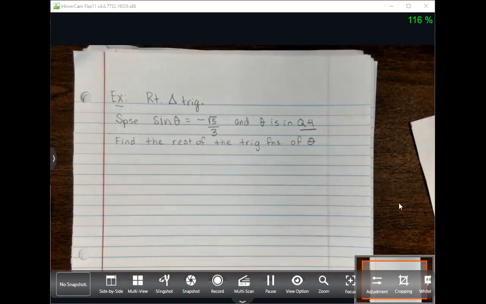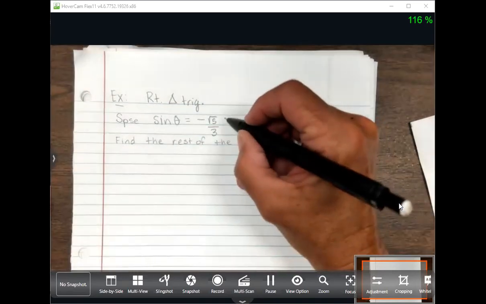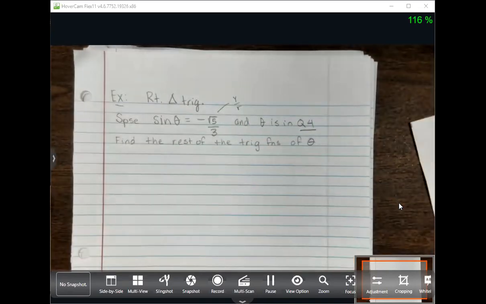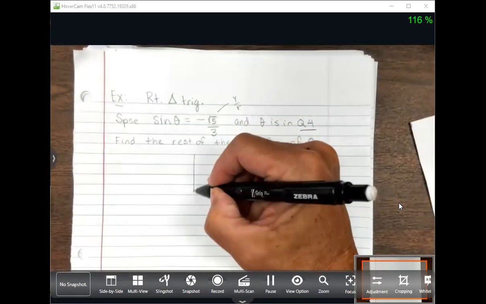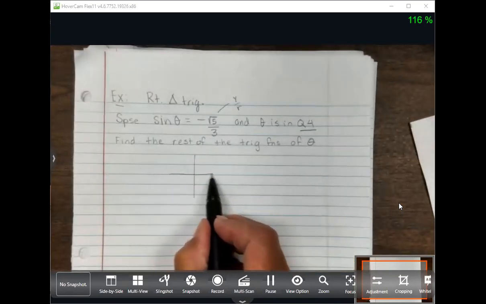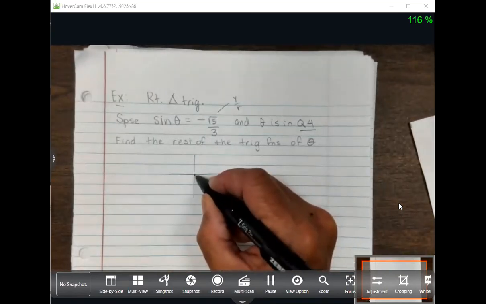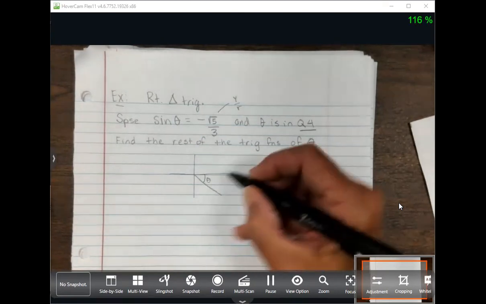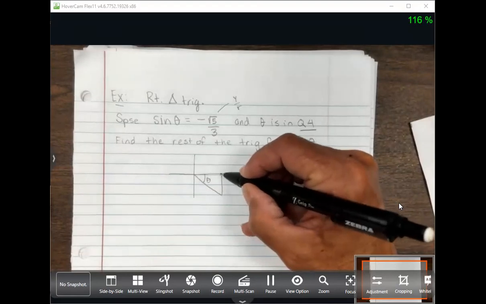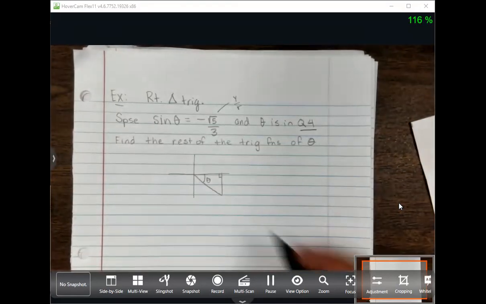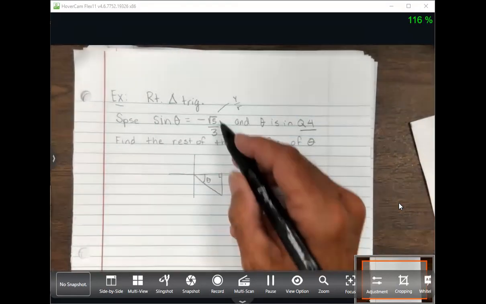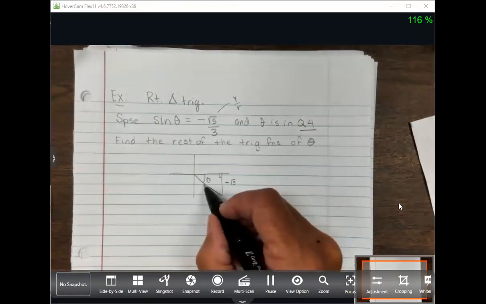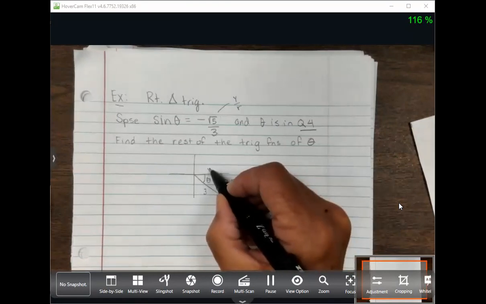Find the rest of the trig functions of angle theta. Okay, so again, sine was y over r, where r is the hypotenuse. So if I've got a quadrant 4 angle, I stick it in here randomly. Here's angle theta, and I drop the perpendicular to the nearest x-axis. Here's the y value, and that's going to be the negative square root of 5. And here's the r value. Then we need to find the x value that goes with that.